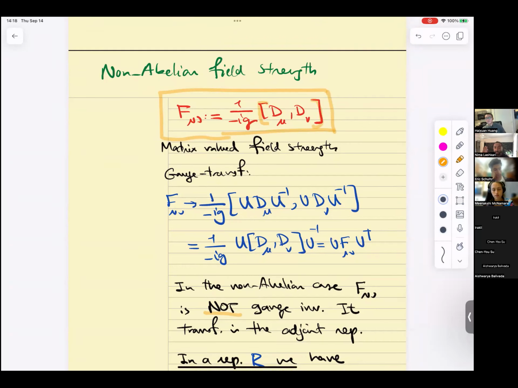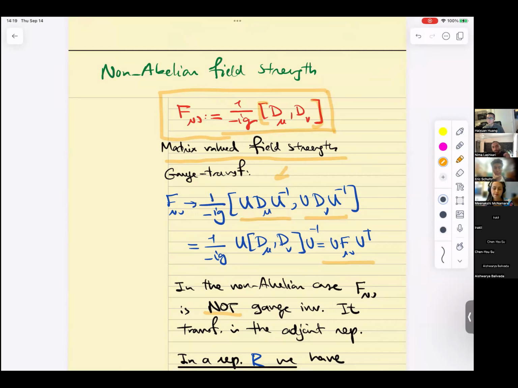Now, recall that these covariant derivatives are now matrices. So these are matrix valued fields. This is a matrix valued field strength, right? So how does F mu nu transform under gauge transformation? Luckily, we cooked up covariant derivatives so that they transform covariantly under gauge transformation. So this is how they transform. If you trace it back and go through the algebra, you learn that F mu nu transforms in the adjoint representation, but this time covariantly.